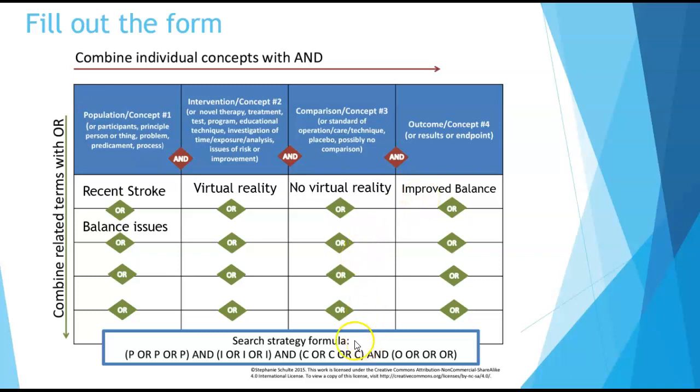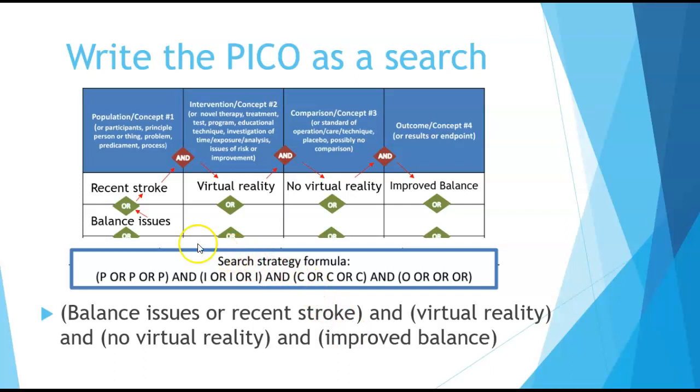Now, when we want to write it up into the search strategy formula, it'll look more like this. You can write it with balance issues, add the word or, and recent stroke. You'll see over here at the very bottom, we wrote balance issues or recent stroke, and you'll see we have those parentheses. Then we add the term and we go down to virtual reality in parentheses. We put the word and then we put no virtual reality, and then we put and improved balance. So that's how we would want to formulate our search strategy that we would plug into our research database search box.